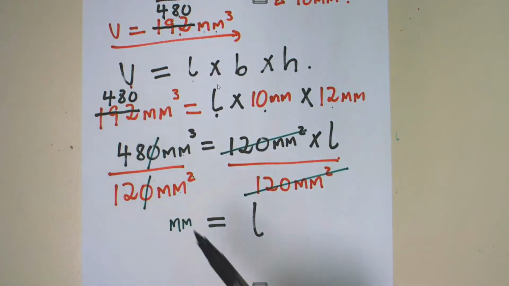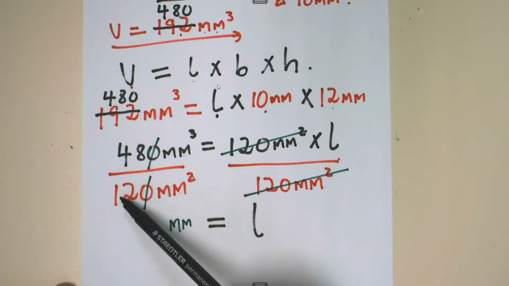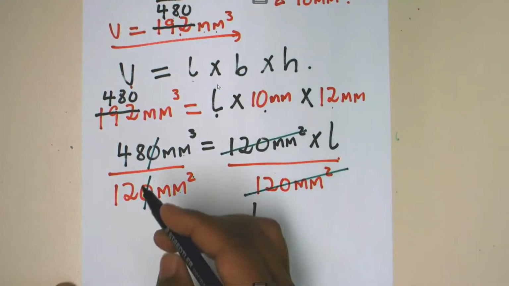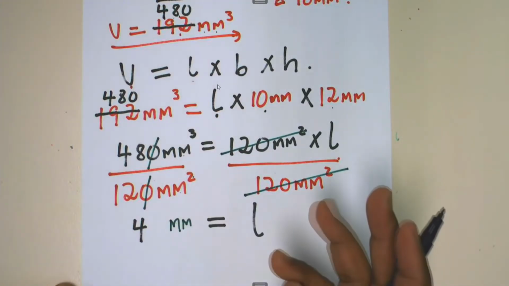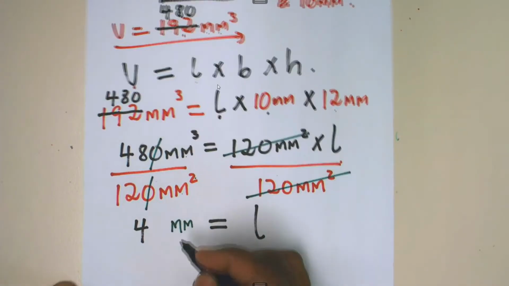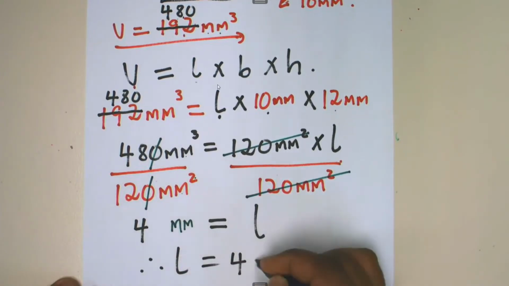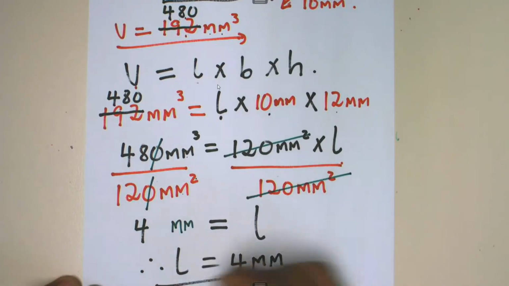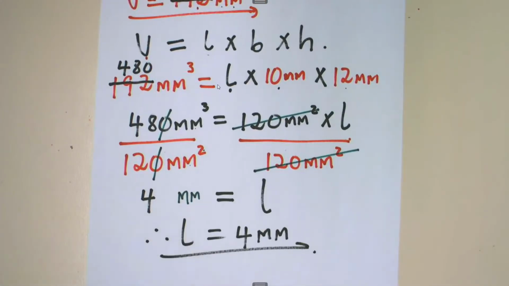Good. And therefore now, what is 48 divided by 12? 48 divided by 12, that will be what? That will be 4, 12, 24, 36, 48. It will be a 12. Therefore, the length will be what? 4 millimeters. Can you see that? We'll have the length of that particular rectangular prism as 4 millimeters.